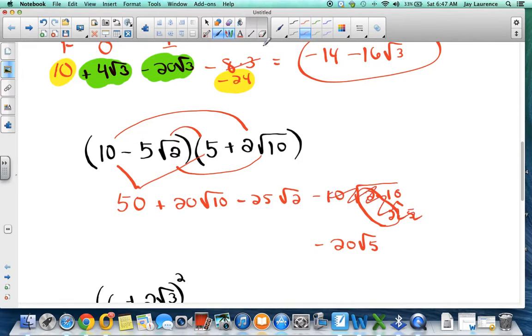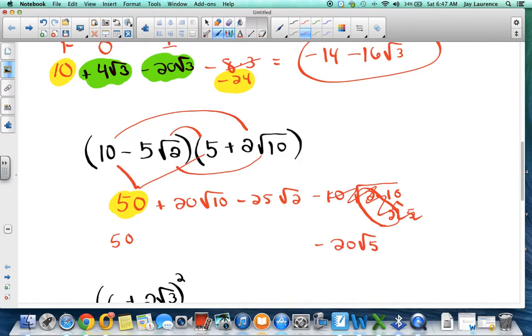I still have to combine like terms. I've got a feeling I'm not going to have quite as many like terms in this one. I've got a 50, right? Ooh, I don't see any like terms. Yeah, but I'm glad I checked. I'm going to go through and make sure I didn't make any mistakes multiplying. There's 50. Outers would be 20 rad 10, positive. Inners would be negative 25 rad 2. And then we're going to get a 20 rad 5, right? Because I have to pull the 2 out. Yeah, so there are no like terms here.